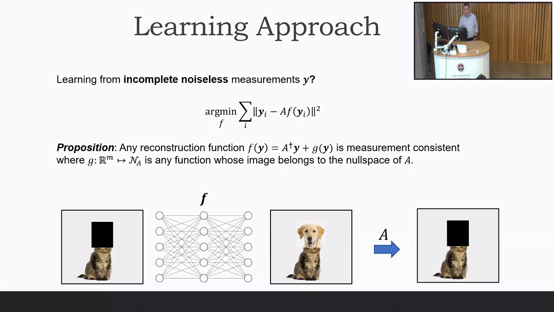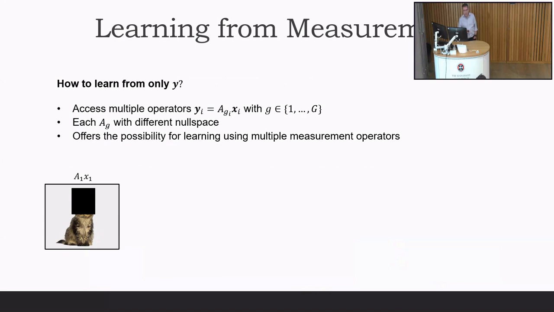So how do we do this? And is there a way of doing learning from just measurements? And one way to do this, in certain types of imaging, is if we have access to multiple operators. So here I'm going to assume that instead of my training samples y_i being a single A applied to x_i, I'm going to imagine the scenario where I can change what the operator is for the different samples.